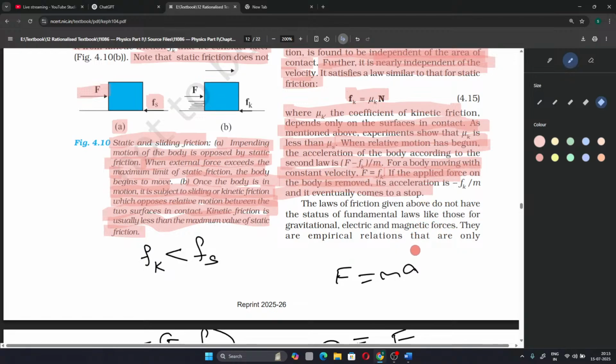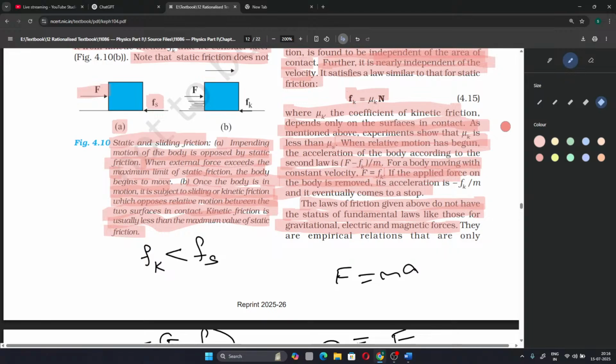And eventually, after some time, it will come to a stop. As for how long it will go, if they give the initial velocity of the body, the coefficient of kinetic friction, and the mass of the body, we can calculate the distance it will travel and the time taken as well. The laws of friction given above do not have the status of fundamental laws like those for gravitational, electric, and magnetic forces.